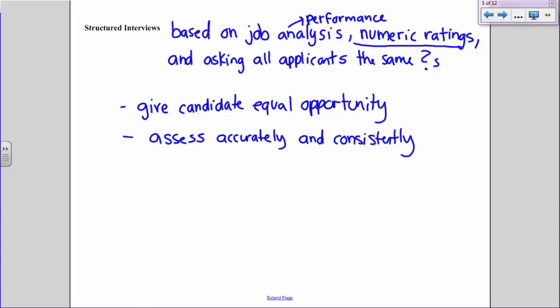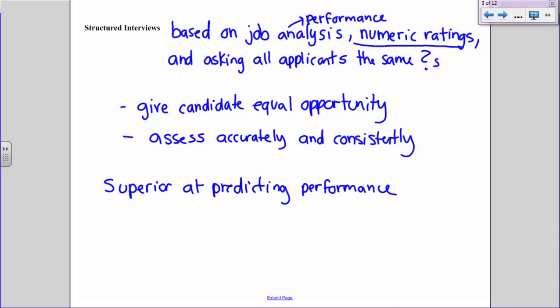So the research is really consistent in showing that structured interviews are far superior at predicting performance. And that makes sense, right? You tie the questions to performance. You ask all applicants the same questions. It's standardized. You're rating them numerically so you can compare them easily. And more structure in the interviewing process helps minimize personal bias.